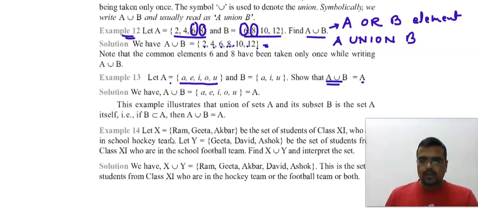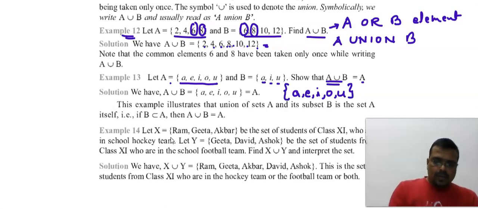Okay. So what are the elements which are in A? A, E, I, O and U. And what are the elements which are in B? A, I and U, right? So all the elements which are in either A or in B will be the part of the set, which is basically nothing but set A itself, right? Okay, let's move on.